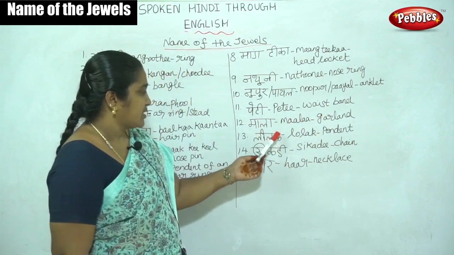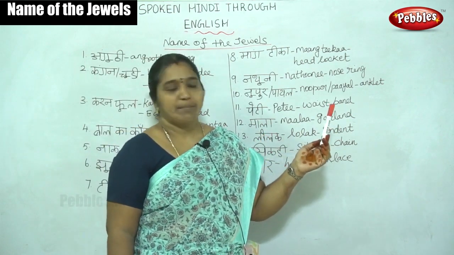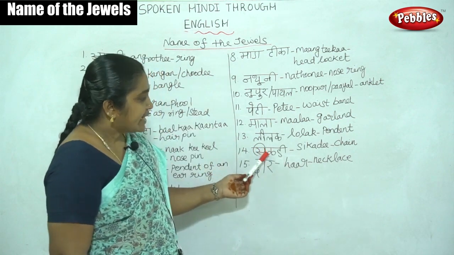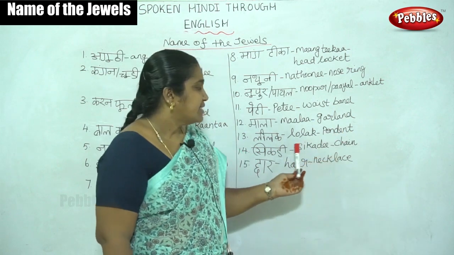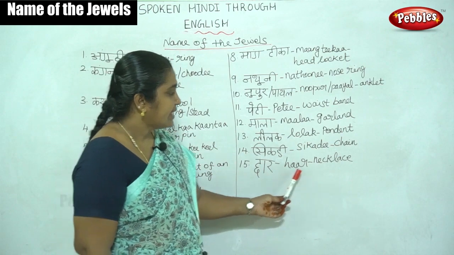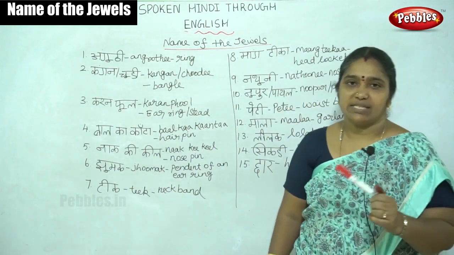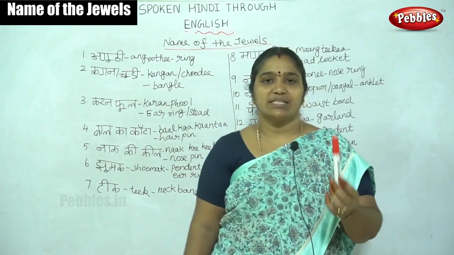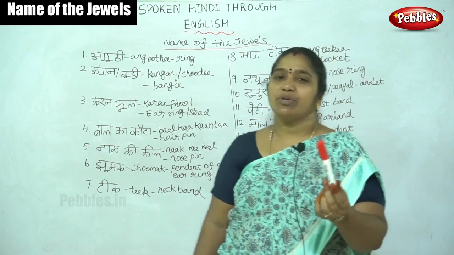Then lolak. Lolak is a pendant which can be worn in the ear. Sikadi. Sikadi is a chain. Then har. Har is a necklace. मेरी सोने की हार बहुत अच्छी है means my golden necklace is very beautiful.